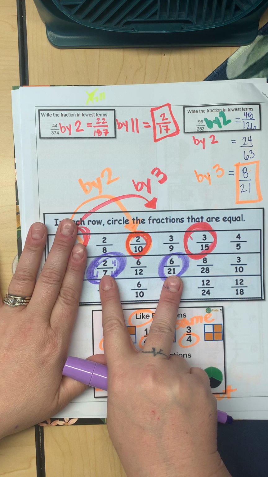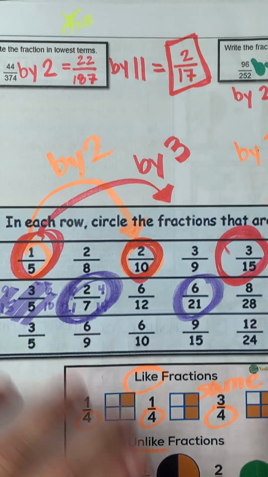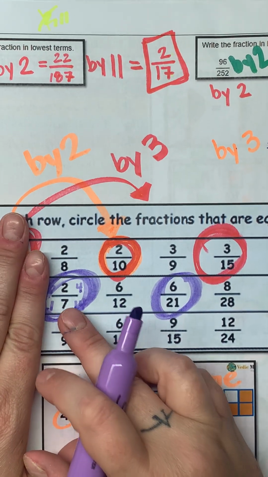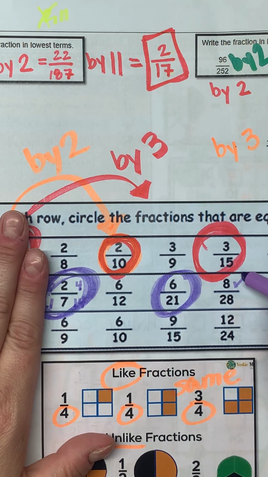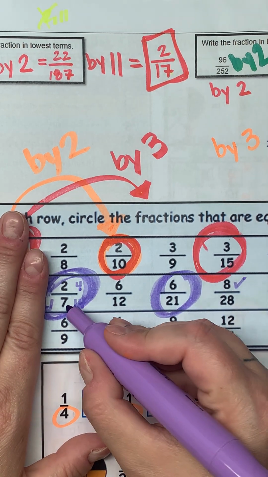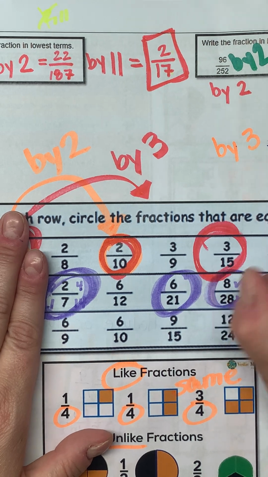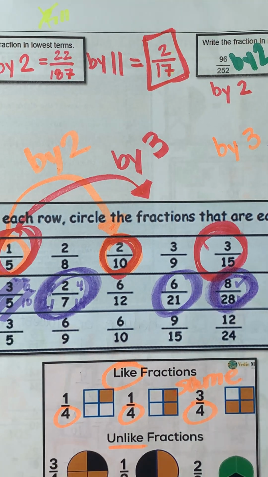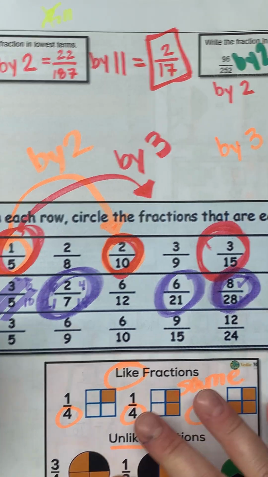Let's maybe try multiplying by 4. Okay, if I take this 2 over 7 and multiply it by 4, 2 times 4 is 8, which is what we have over here. 7 times 4 is 28. Oh, which is what we have right there. Okay. So these 3 are equivalent fractions. Okay, let's look on the bottom.